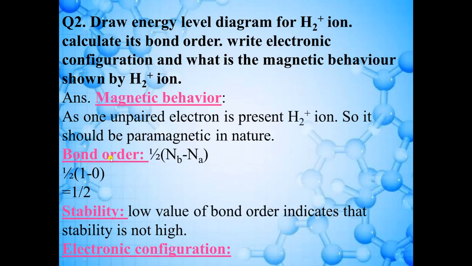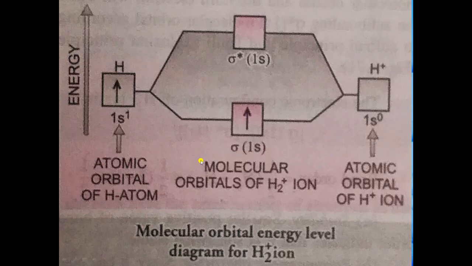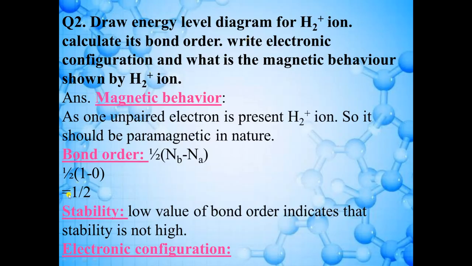When you calculate bond order, the formula is 1 by 2 times the number of bonding electrons Nb minus the number of anti-bonding electrons. So the number of bonding electrons is equal to 1 and the number of anti-bonding electrons is equal to 0. Putting in the values, it is equal to 1 by 2. So bond order is 1 by 2. As you can see, the bond order is very low, so it has less stability.